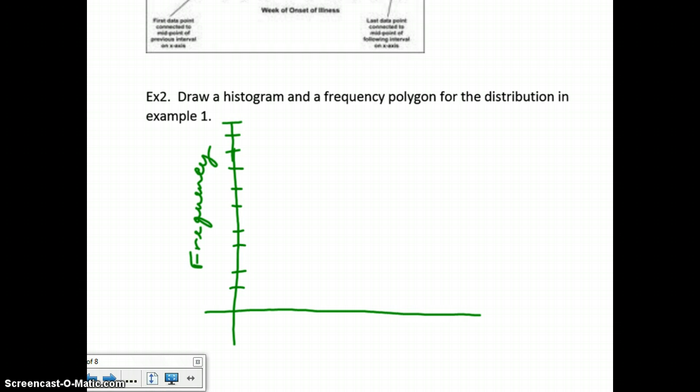And then on the bottom, I'm going to have my credits, which are really my intervals. 0 to 4, 5 to 9, 10 to 14, 15 to 19, 20 to 24, 25 to 29, and 30 to 34.